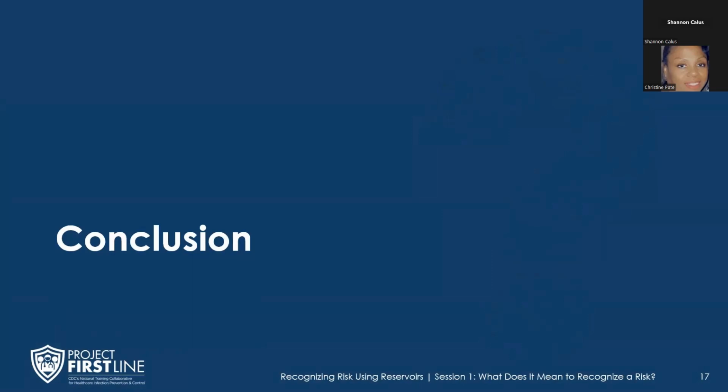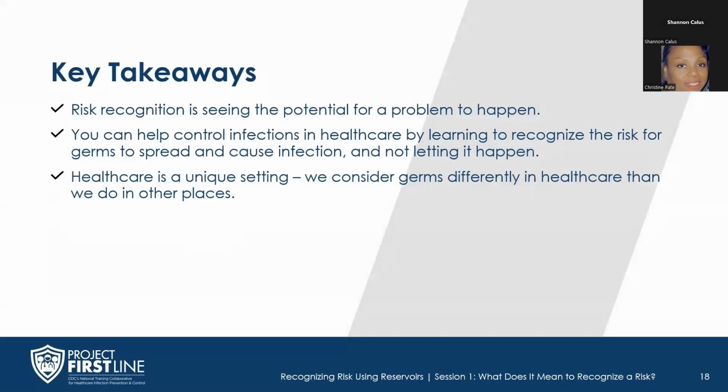That will conclude this presentation. Key takeaways from today's presentation are: risk recognition is seeing the potential for a problem to happen. And you can help control infections in healthcare by learning to recognize the risk for germs to spread and cause infection and not letting it happen. Also, that healthcare is a unique setting. We consider germs differently in healthcare than we do in other places.